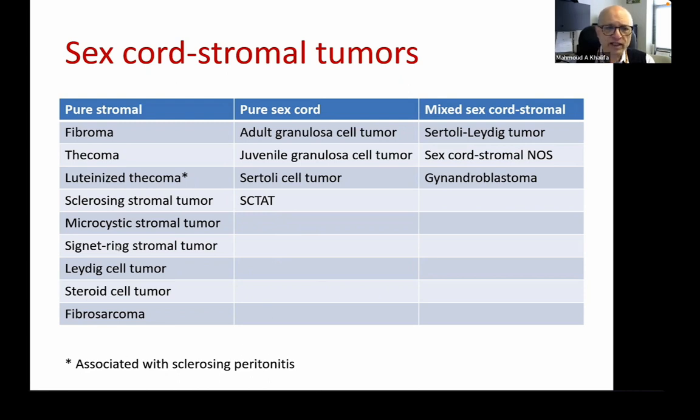I don't know if you have encountered this entity, luteinizing thecoma, in young patients with sclerosing peritonitis. About every year or so, we get one of those cases. It's a very sad disease because it's fatal, and the whole abdomen is fibrotic. What you get is an ovarian tumor, and it looks like sarcoma, but it is so luteinized. So if you get that, call your gynecologist to make sure that the patient doesn't have sclerosing peritonitis, because that could be the first sign that she has sclerosing peritonitis.